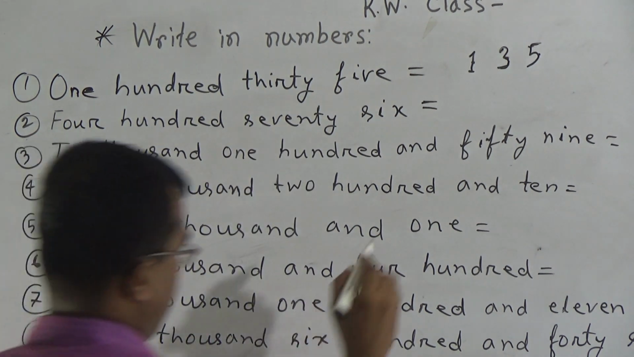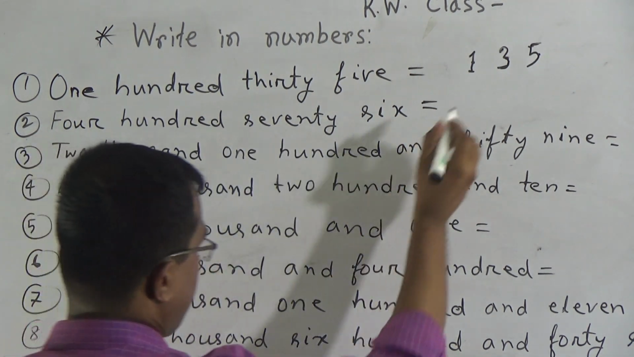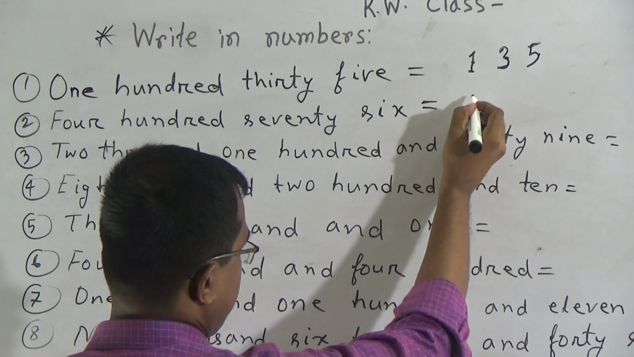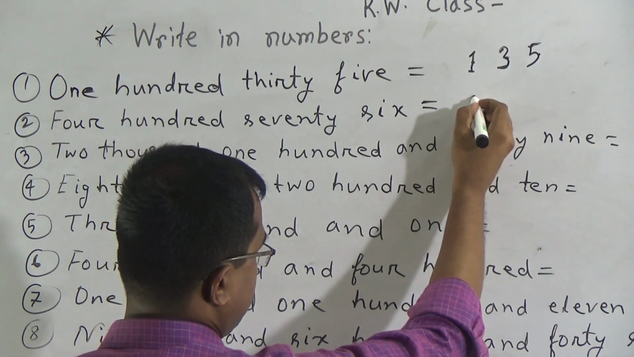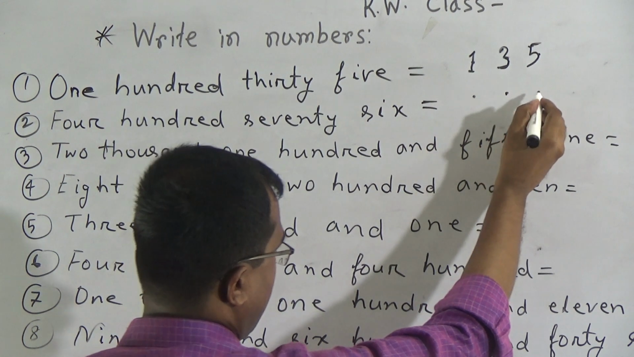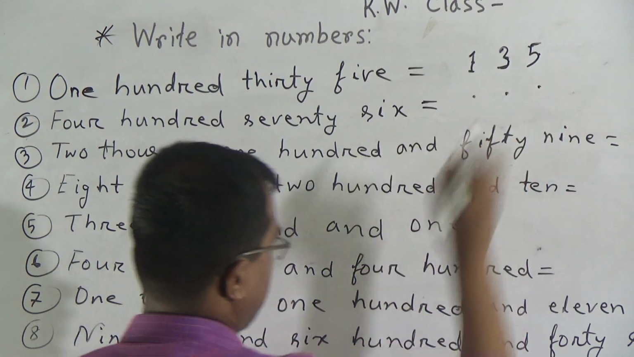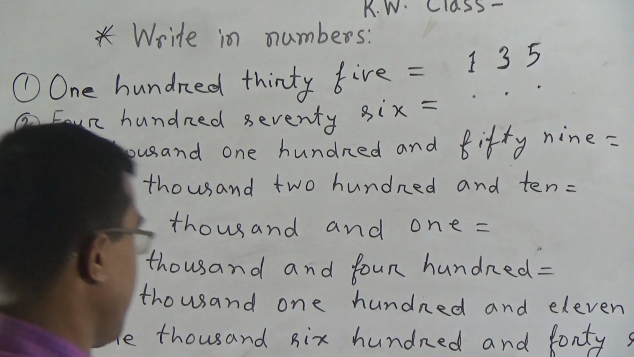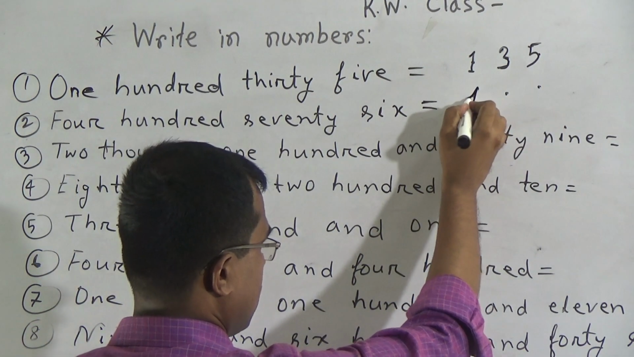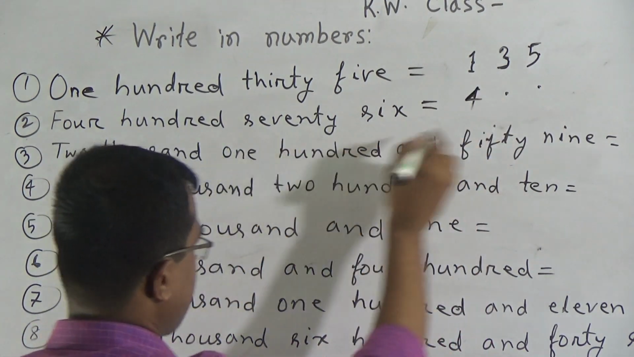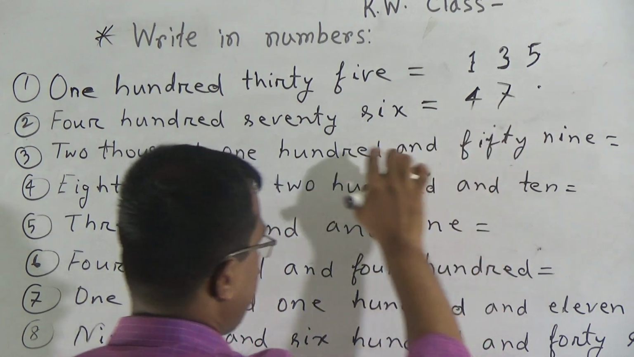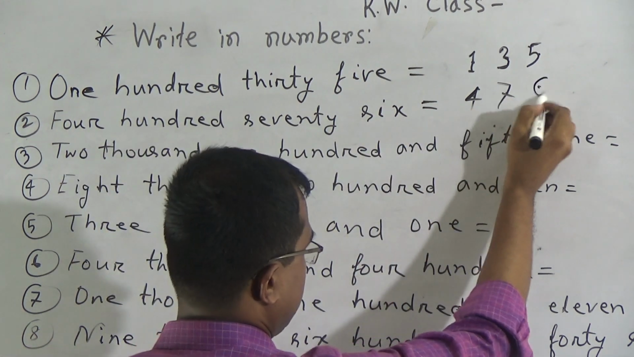Now we want to write 476. Here also 3 places exist, the highest place is the hundreds place, the next place is the tens place, and the other one is the ones place. In the hundreds place 4 will come, in the tens place 7 will come, and in the ones place 6 will come.